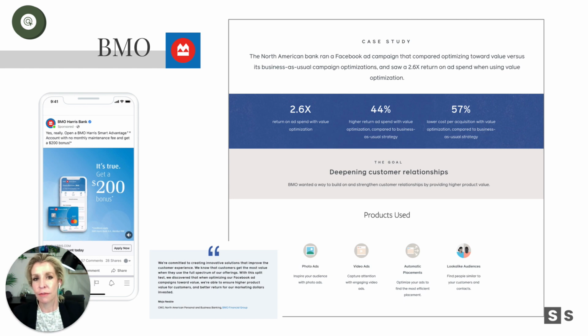The ad copy says, "Yes, really, open a BMO Harris Smart Advantage account with no monthly maintenance fee and get a $200 bonus." Now we get the feeling that they're serving this up to existing customers if they want to create more value optimization or more products used. So they used photo ads to inspire their audience. They used video ads to capture the attention. There's clearly an incentive there right in the copy. It's true. Get a $200 bonus. So if that doesn't do it, what will?